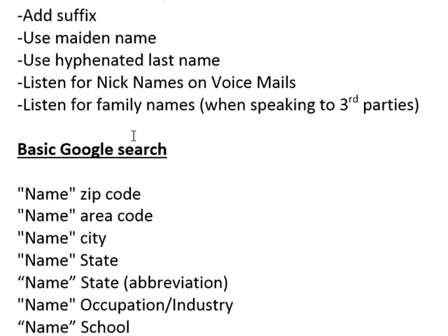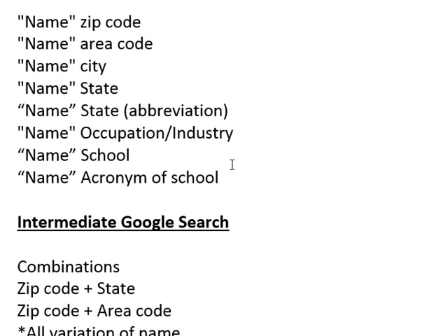Let's talk about basic Google searches now. So you'll put the name between quotes, first name, last name, and then maybe you might put the zip code next to the name, the area code, the city, the state. Abbreviating the state or not abbreviating it and just typing out the whole state name could make a difference in the search results. So try that.